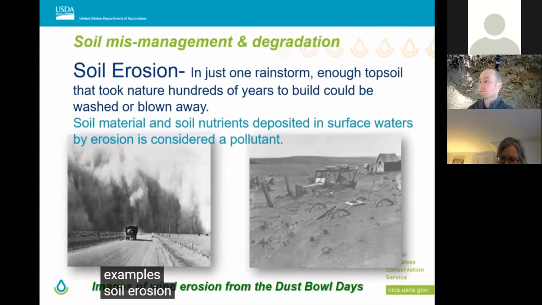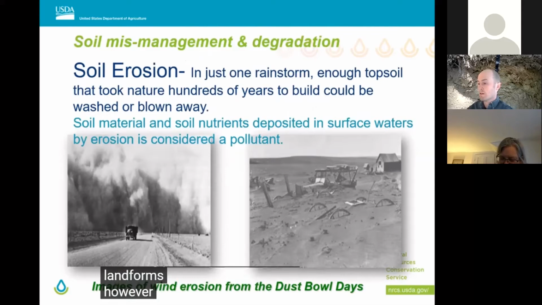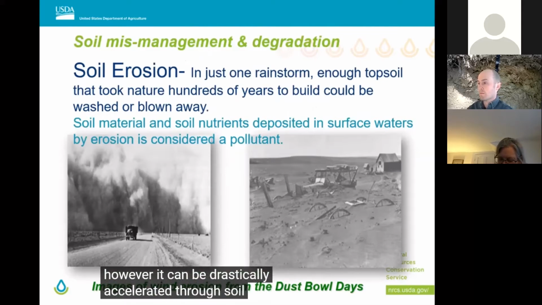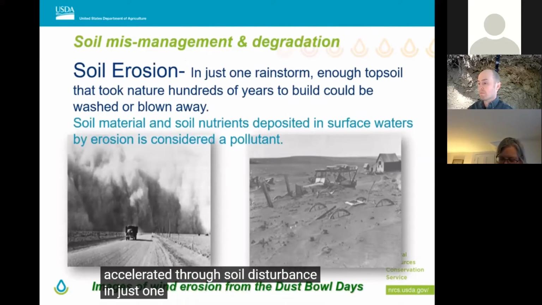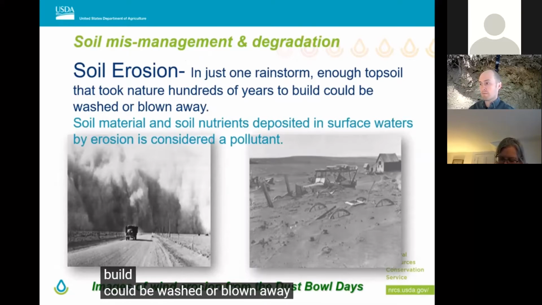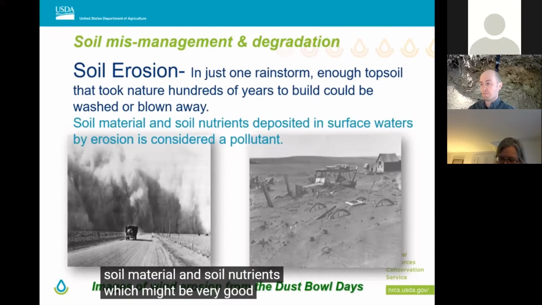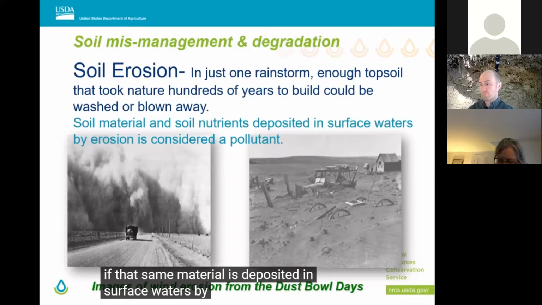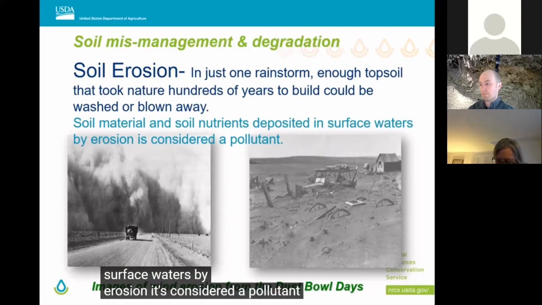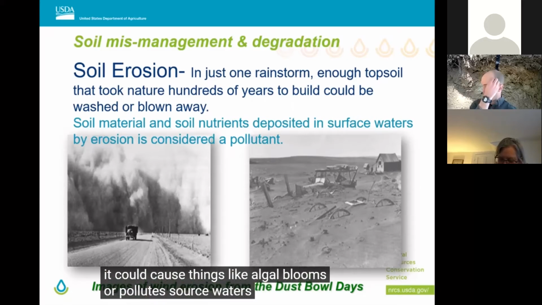Soil erosion. Soil erosion is a naturally occurring process that affects all landforms. However, it can be drastically accelerated through soil disturbance. In just one rainstorm, enough topsoil that took nature hundreds of years to build could be washed or blown away. And that soil material and soil nutrients, which might be very good things if they're, say, in a crop field, if that same material is deposited in surface waters by erosion, it's considered a pollutant, and it could cause things like algal blooms or pollute source waters.